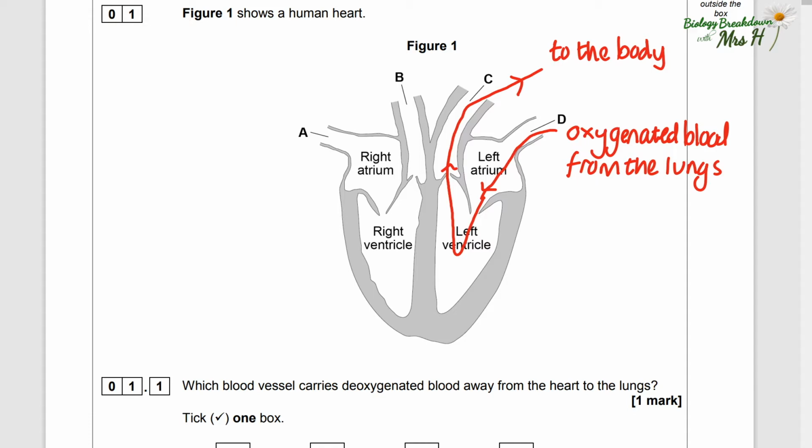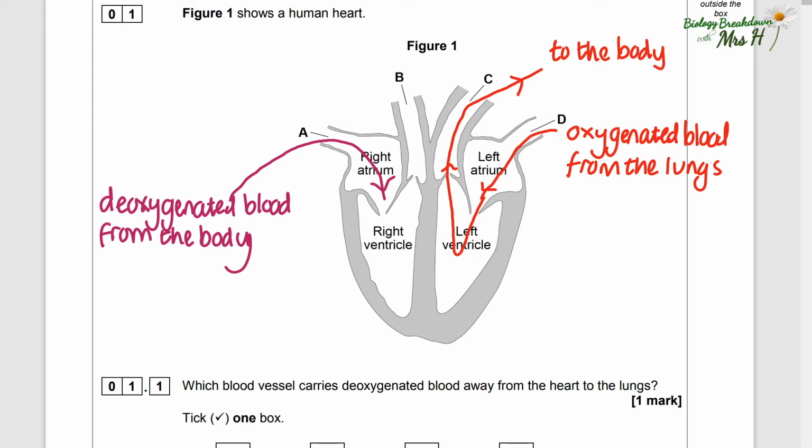And on the right side of the heart, remember, it's the person you're looking at's left and right, not your own. So on the right side of the heart, we've got deoxygenated blood coming back to the heart from the body into the right atrium. Then the right atrium squeezes, contracts, and pushes the blood into the right ventricle and then out through the pulmonary artery, taking the blood to the lungs to oxygenate up.